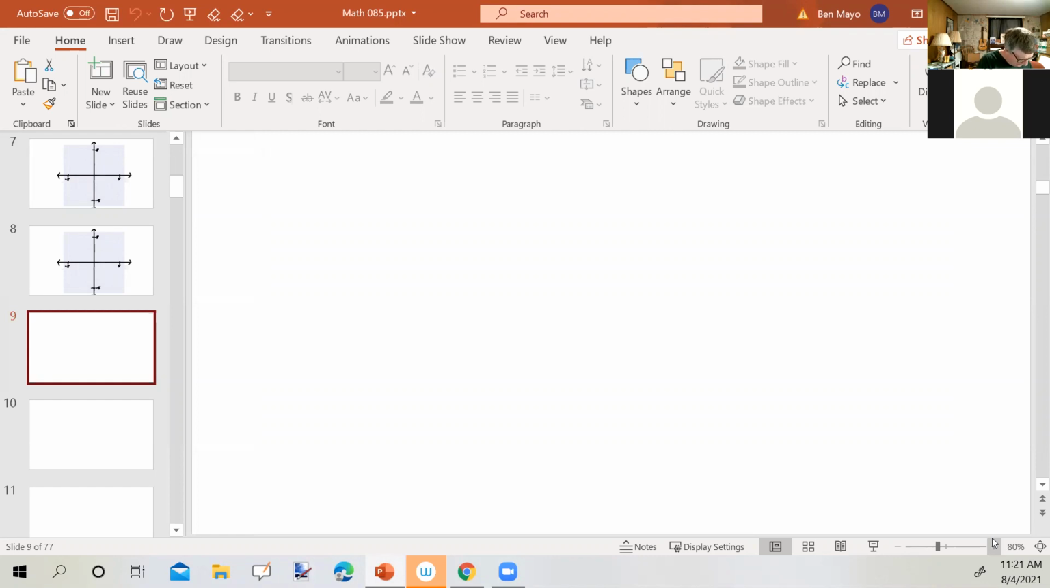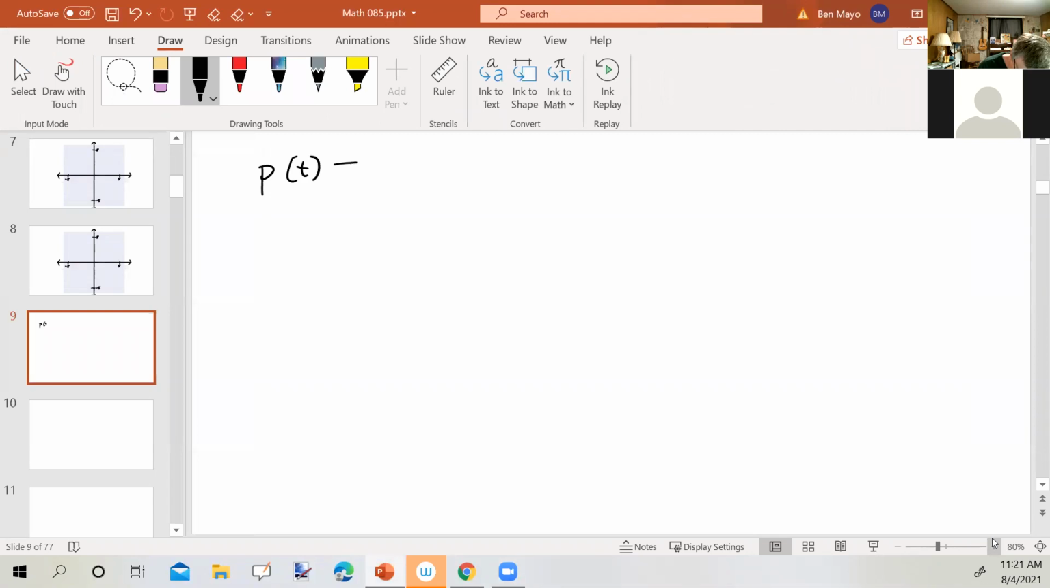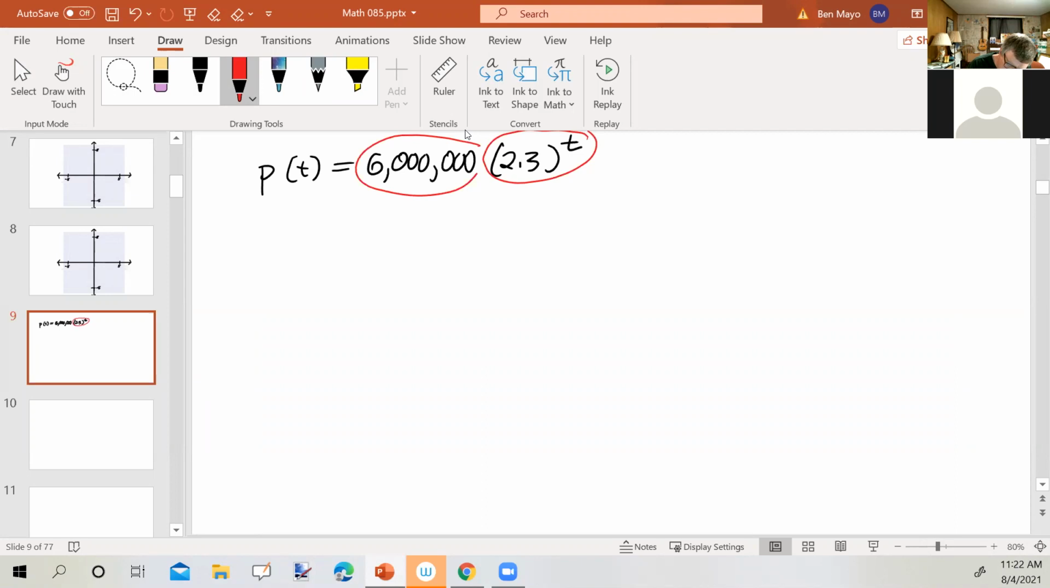Let's say we have the following situation. We have P of T equals 6 million times 2.3 to the T power. Now, this is an exponential function. The exponential part would be this, but then there's this multiplier in front, okay? T stands for time in hours.